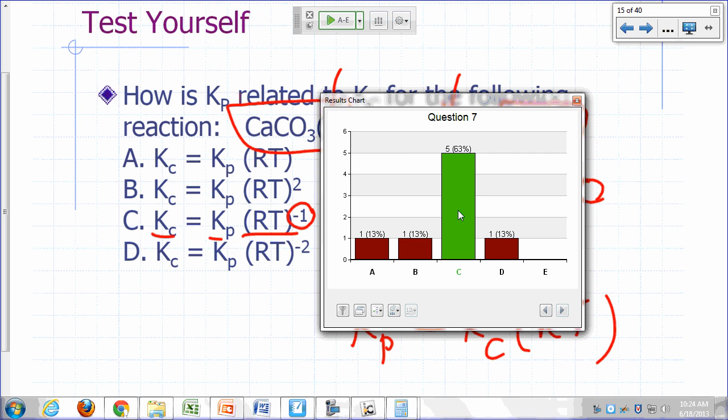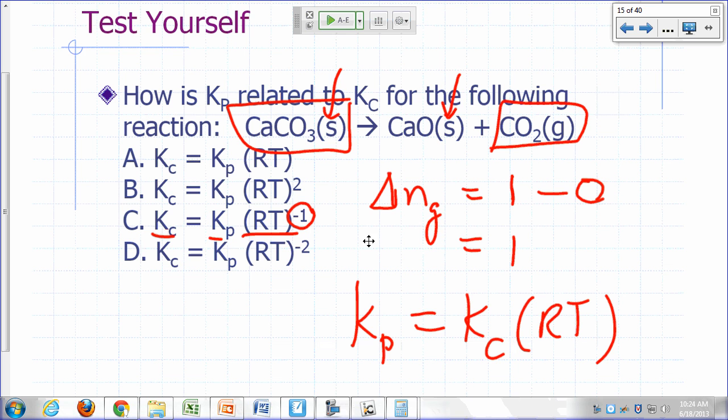I put that, but I didn't do it right. I took the 3 from the CaCO3 and subtracted it from the 2 of the CO2. And I got 1, and you had to reverse it. No, you have to look at the coefficients. You just look at the coefficients of the substances that are in gaseous form. Okay.